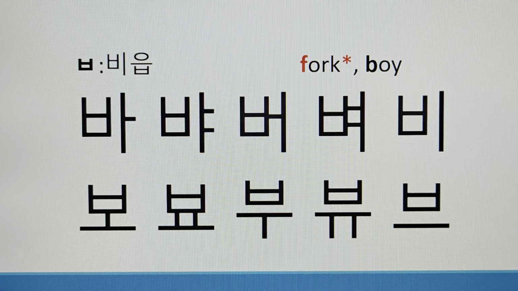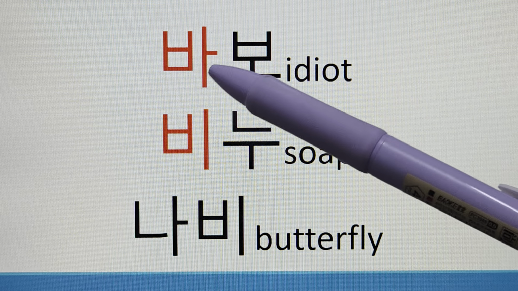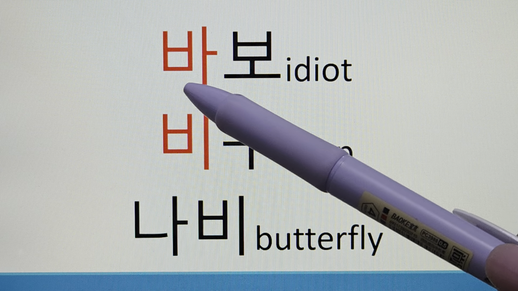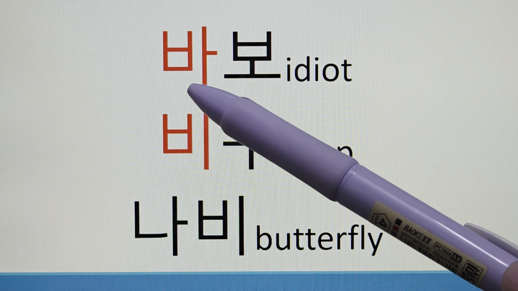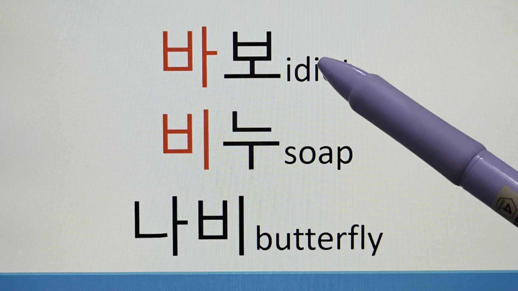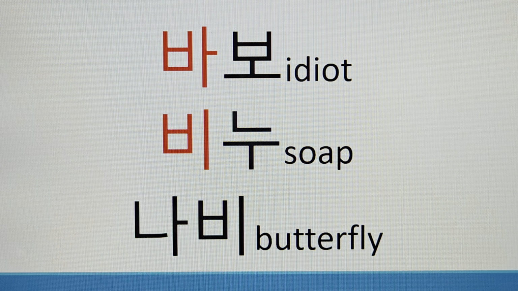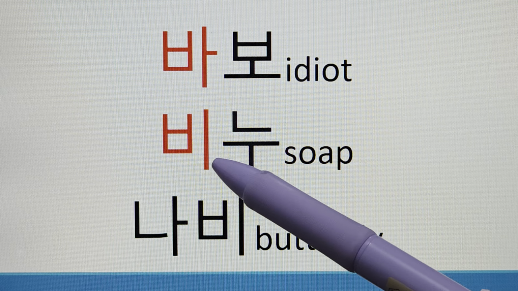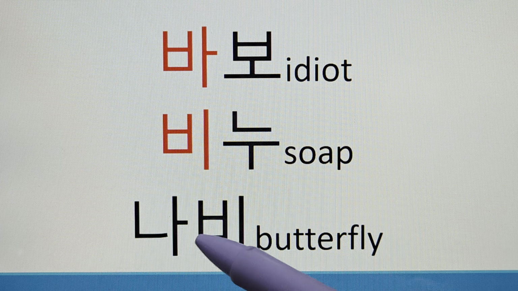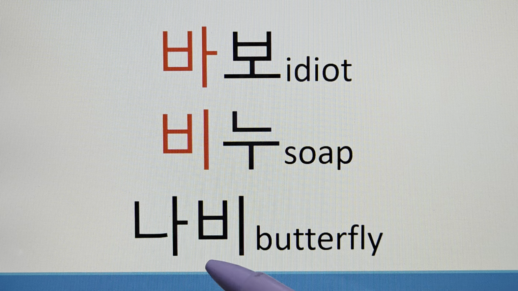Now, let's read some examples together. This one is 바보. Originally starts with ba, but we read this pa. I hope you already learned about this. 바보. This word is fool or idiot, but be careful. It's a very strong word, yes? So next one is 피누, 피누. This one is 나비, 나비. Butterfly, 나비.